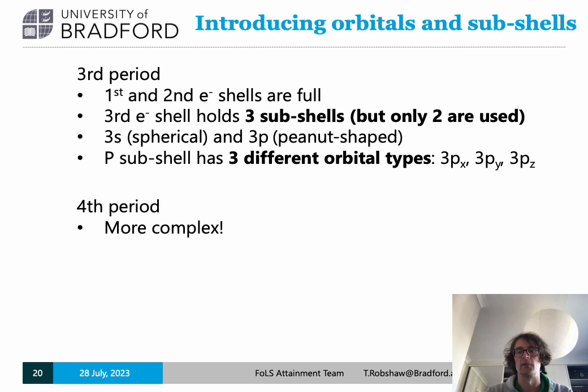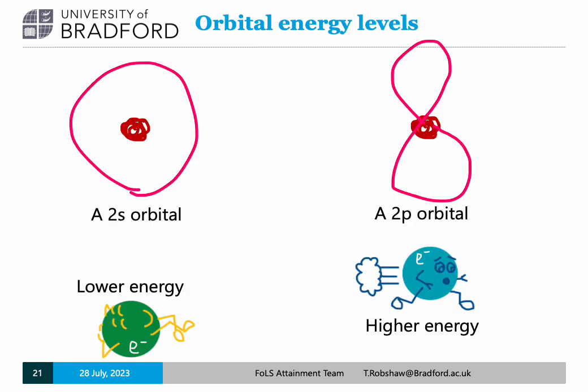The orbital shapes are rather more complex, and in fact you might never have to learn about them, so we won't discuss it any further now. Here's a key point to remember. In a given electron shell, p orbitals are higher in energy than s orbitals.